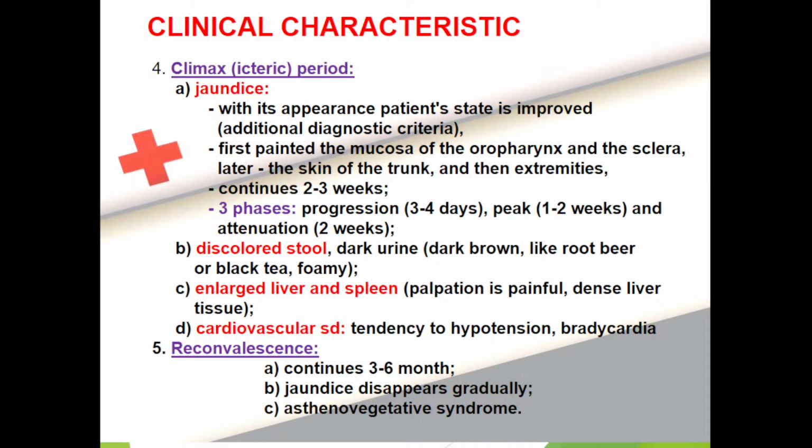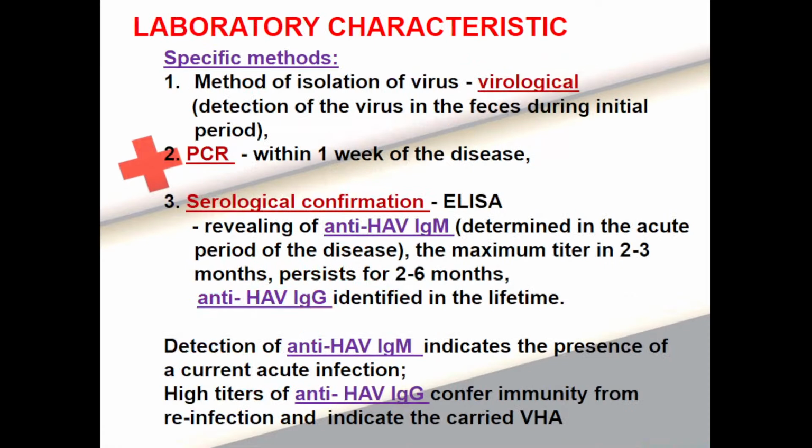Discolored stool, dark urine, dark brown like root beer or black tea, foamy. Enlarged liver and spleen; palpation is painful, and the liver tissue is dense. Cardiovascular syndrome may present with hypotension, bradycardia. Reconvalescence continues 3-6 months, jaundice disappears gradually, and asthenovegetative syndrome is left over after the disease.